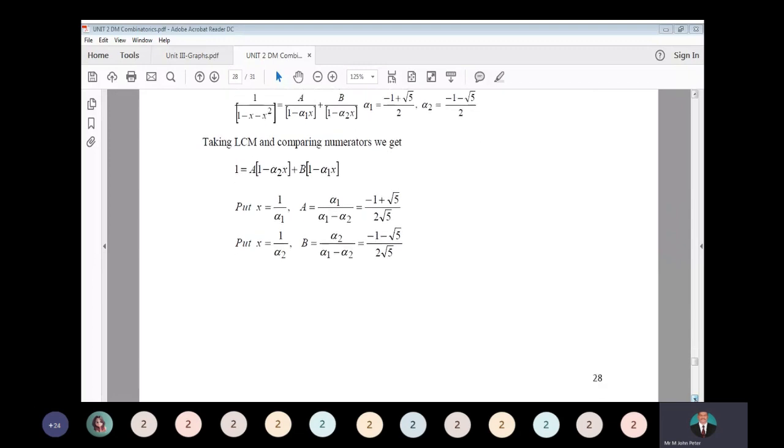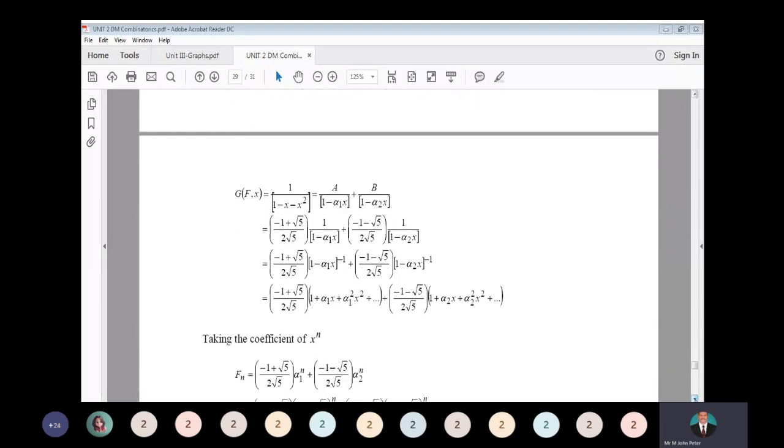Okay, so these two unknown values, replace them in the partial fraction. We will get a divided by (1 minus alpha 1 x) plus b divided by (1 minus alpha 2 x). So a is (−1 + root 5) by 2 root 5 into 1 divided by (1 minus alpha 1 x). Replace the b value likewise, with 1 minus alpha 2 x. That is compared with the formula: 1 divided by (1 minus a x) is equal to the sum of a power k. We can use that concept.